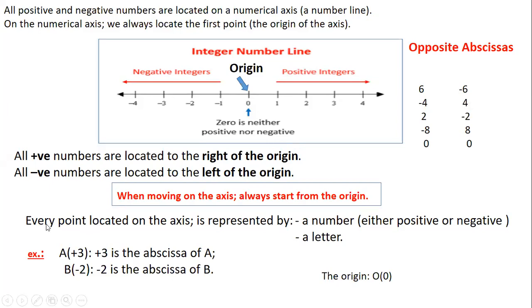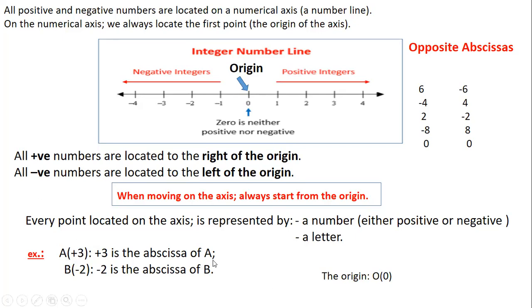Continue reading, Adam. Every point located on the axis is represented by a number, either positive or negative, and a letter. So any point I want to locate or put on this axis has two things. It has a name, which is a letter, A, B, C, D, M, N, whatever the letter is, and it has a number. This number can be either positive or negative.